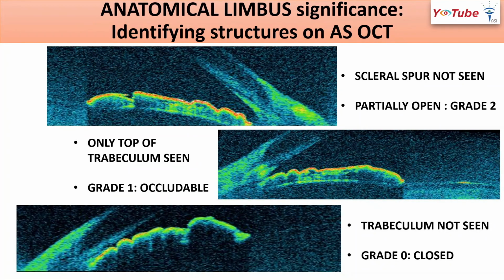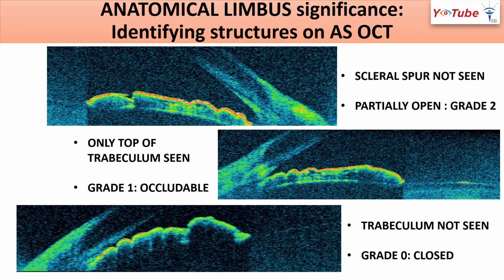And in this last photo, we can see that the trabecular meshwork is not visible at all. We can see that the scleral sulcus is merging with the root of the iris directly. So this becomes a grade 0 or a closed angle configuration. So, as you have seen, with a good, strong conceptual understanding of the anatomical limbus, we can apply it to grade and quantify the anterior chamber angle on OCT, thus helping in glaucoma diagnosis and management.